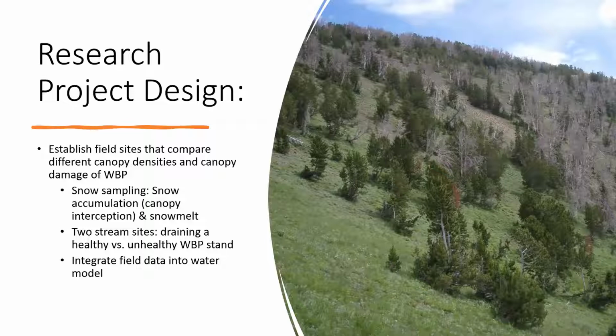I've also established 2 stream gauges, one that drains a healthy whitebark pine stand and one that drains an unhealthy whitebark pine stand, to see how tree mortality influences stream flow seasonality. Once I've collected all of my field data, I will then be incorporating it into the water model to better improve its accuracy in predicting changes in stream flow.